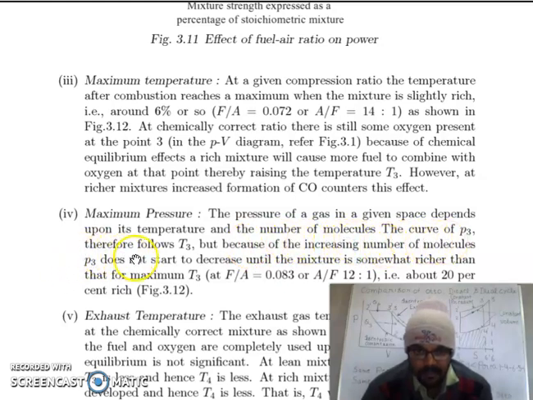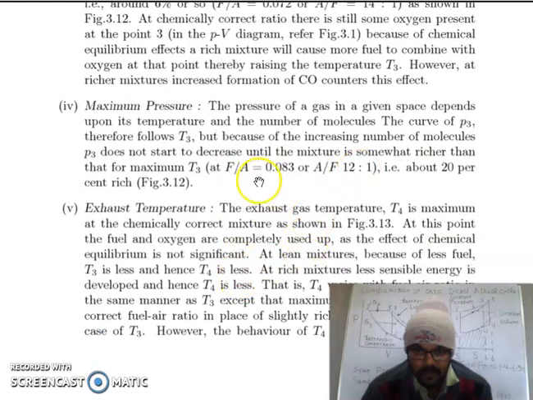The curve P3 therefore follows T3, but because of the increasing number of molecules, P3 does not start to decrease until the mixture is somewhat richer than that of maximum T3. So fuel air ratio is 0.083 or air fuel ratio is 12:1, which is slightly richer, because stoichiometric air fuel ratio is 14.6:1. So it means about 20% rich.